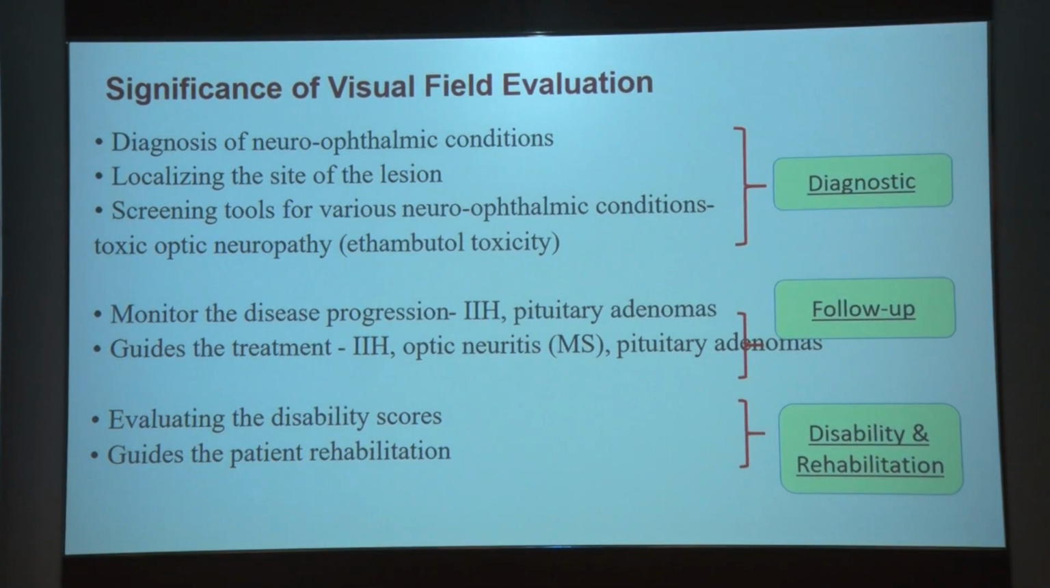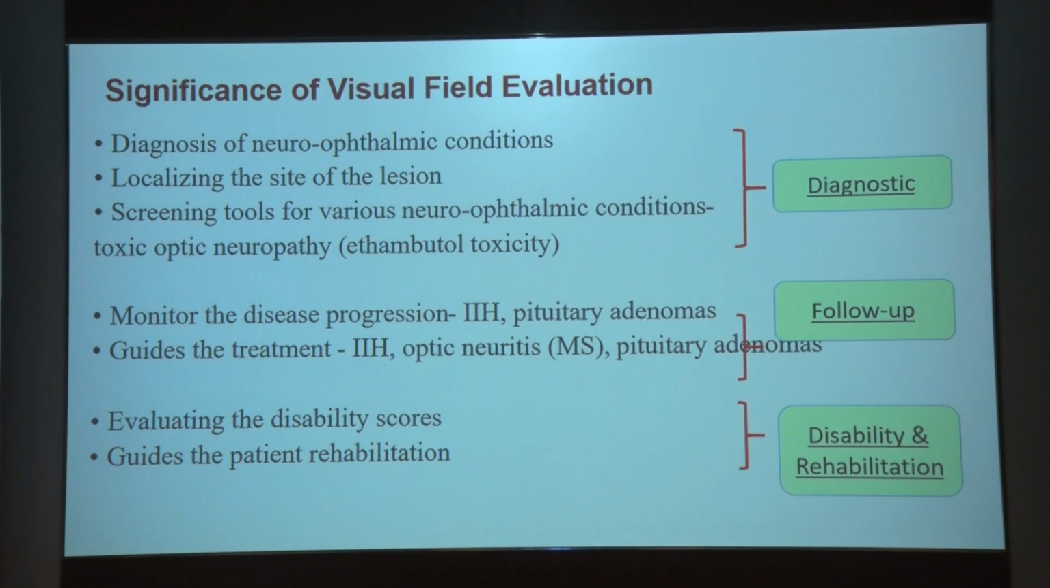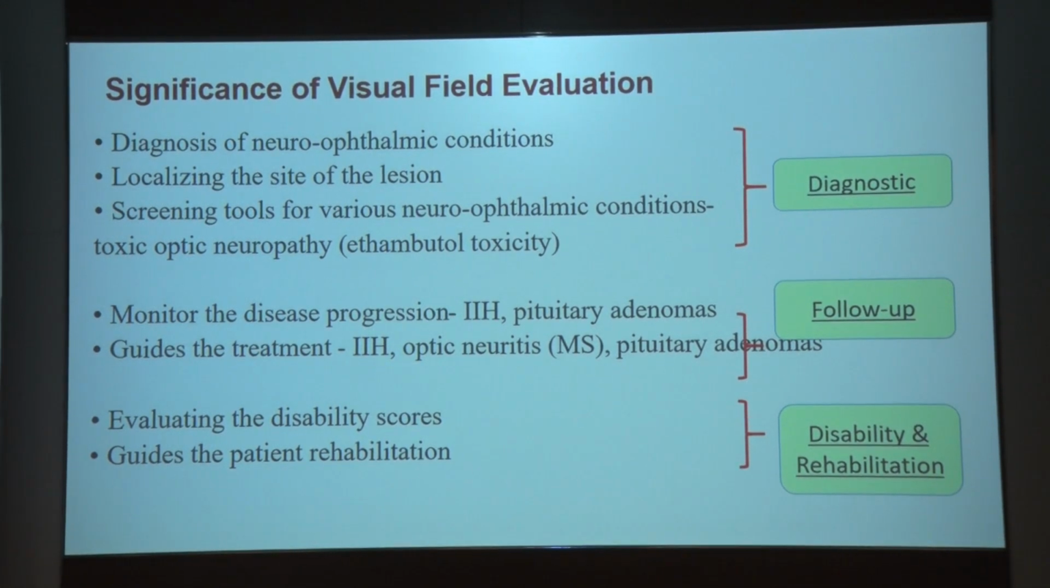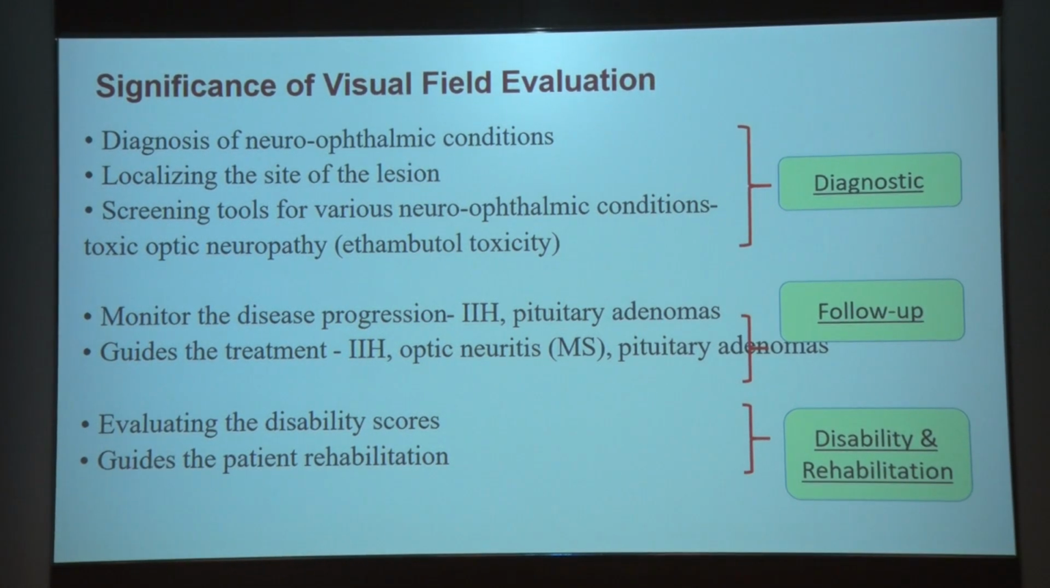First, because it helps you in the diagnosis of the neuroophthalmic conditions, then it gives you a probable idea about the site of the lesion. And in certain conditions, it acts as a screening tool, like in toxic optic neuropathy. A patient on ATT comes to you, you should get a baseline color, contrast, vision, and visual fields, so that when the toxic optic neuropathy starts, you can catch it on time.